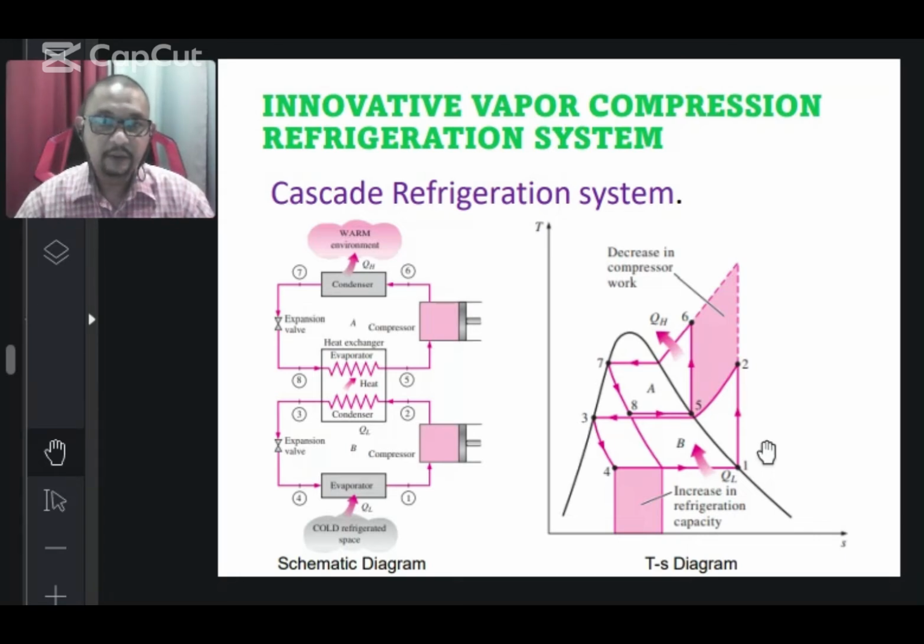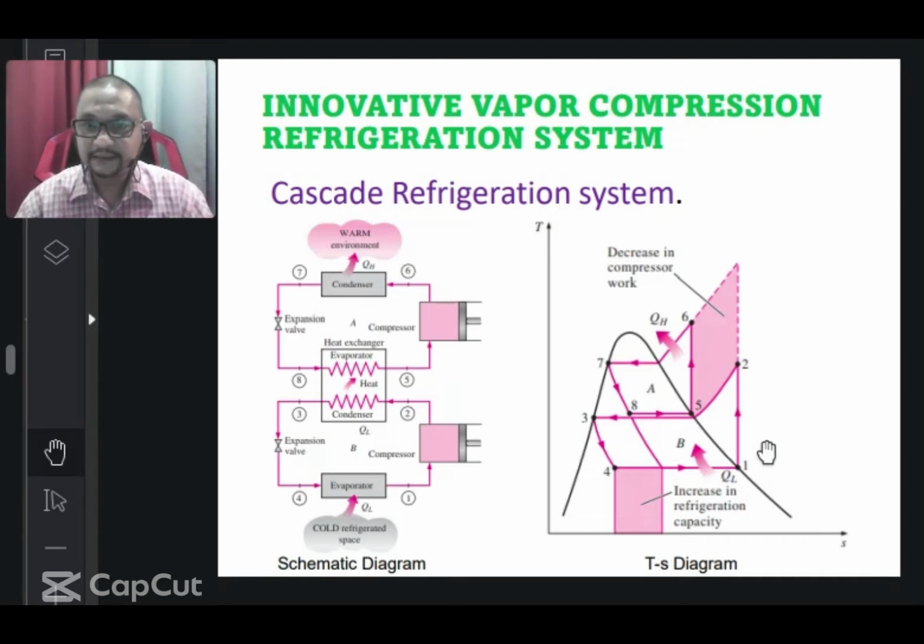So one of the modifications and refinements that can be done is the cascade refrigeration system. As you see in these figures, the schematic diagram of the cascade refrigeration system, and at the right side is a T-S diagram of this cycle system.